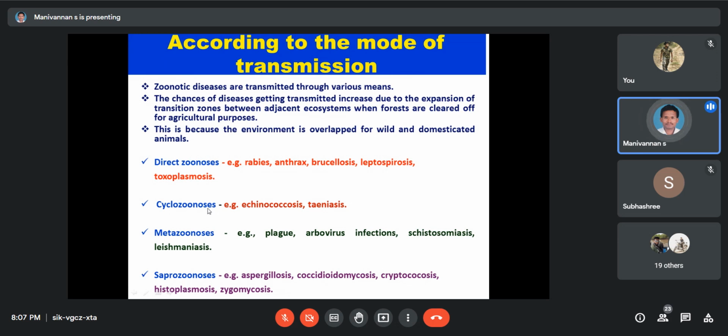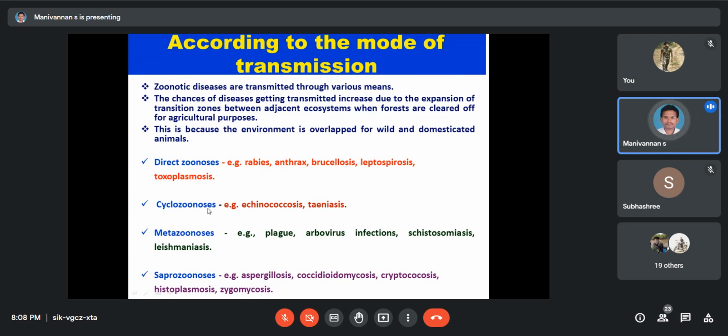What is the mode of transmission, broadly classified? Two types: direct transmission and indirect transmission. Finally, what is synanthropic zoonosis? Synanthropic zoonosis means urban cycle diseases. What is exoanthropic zoonosis? From the wild, the wildlife cycle.